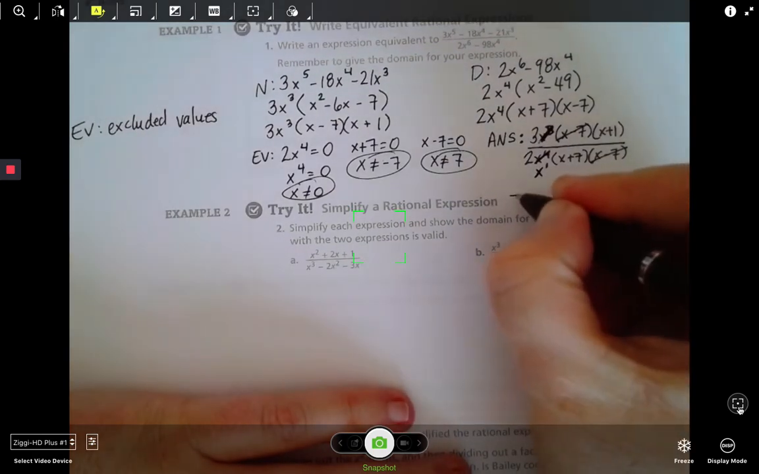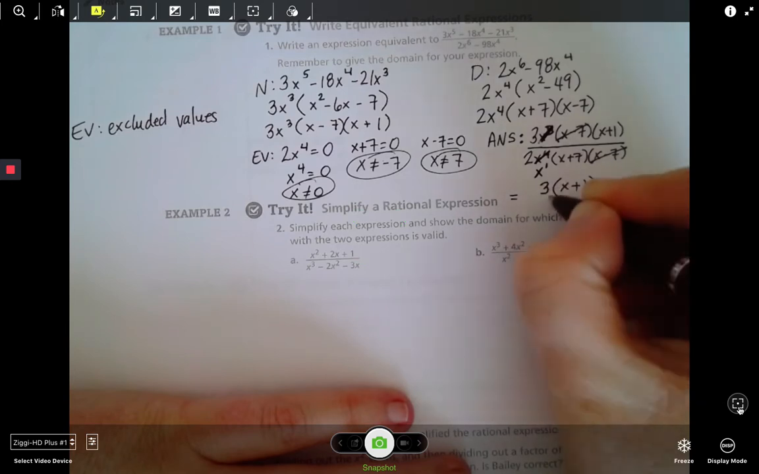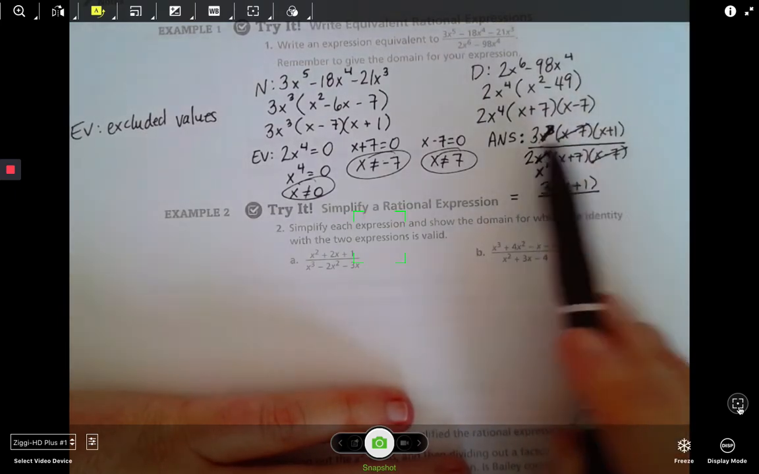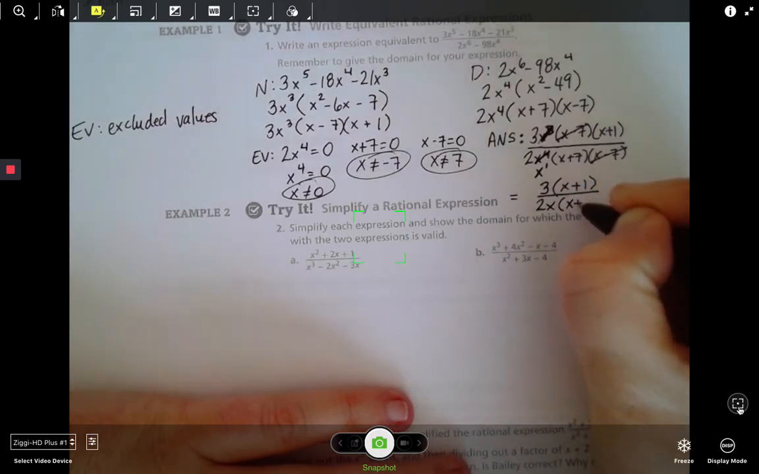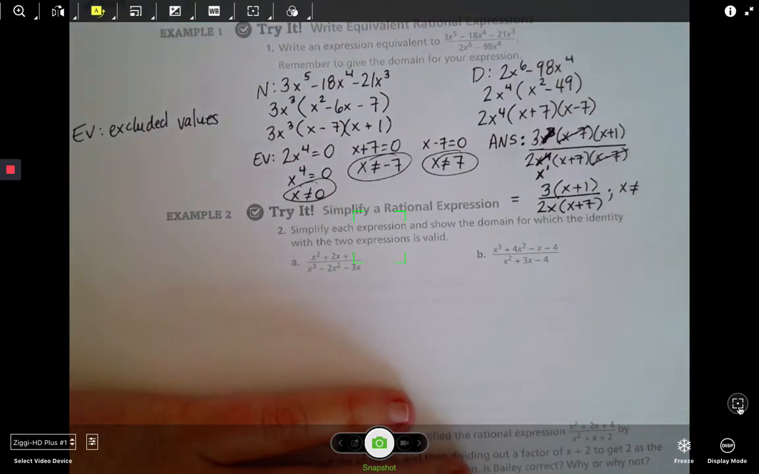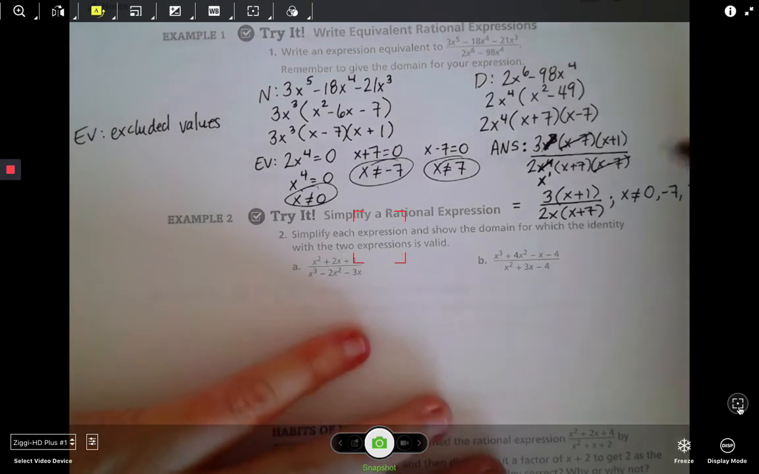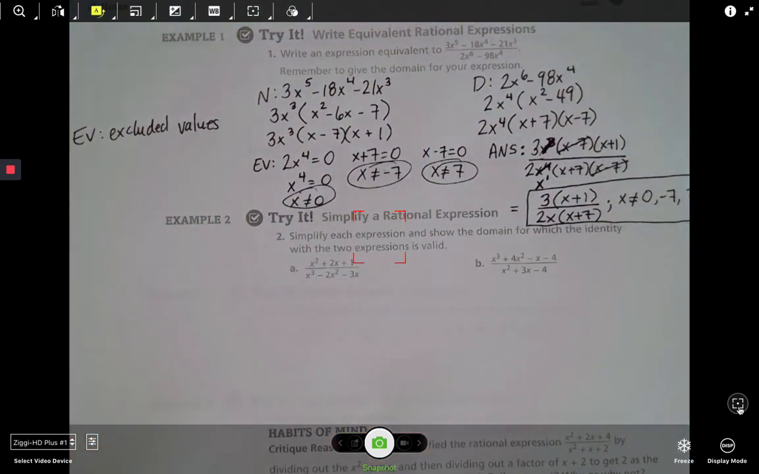So now my final answer is going to be 3 times x plus 1. Does everybody know where I got that from? That's what's left over in my numerator, okay? And what's left in my denominator is 2x times x plus 7. What do we say x cannot equal? Over here, we come back to those excluded values: 0, negative 7, and 7. So it is a lot of work for one problem, but it's not too bad.